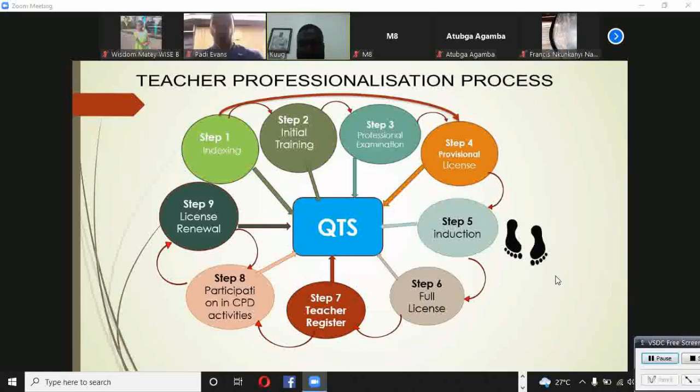license. Step 7, you are registered as a teacher after the license. Then step 8, you are expected to go through CPD activities when your license is issued to you. Step 9 is the renewal of license after you've undergone your CPD activities and met the minimum required points.